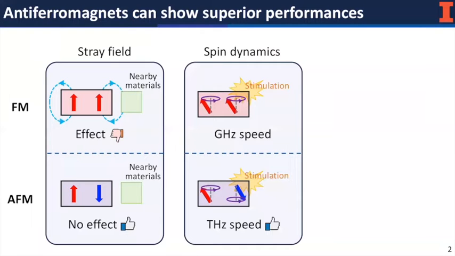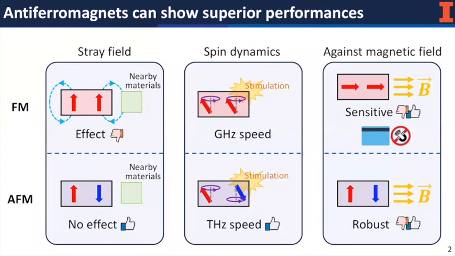Second, about the spin dynamical response. Against the external stimulations, antiferromagnets can show the spin dynamics with terahertz frequencies, which is 1,000 times faster than the ferromagnet does.